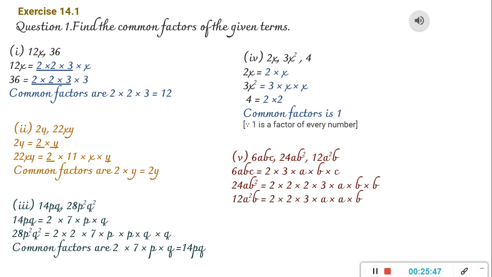So what are common here? 2, 3, a, b. These are common, right? So the common factors are 2 into 3 into a into b. That means 2 3s are 6, a into b, ab. So 6ab is the common factor of 6abc, 24ab square and 12a square b. Okay.